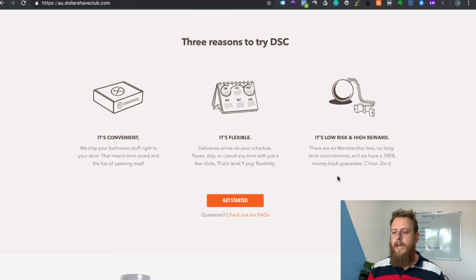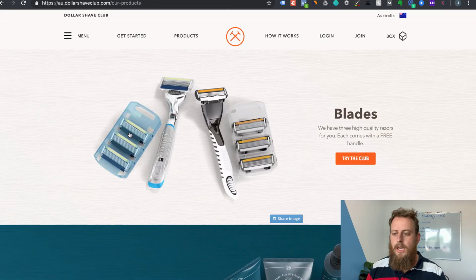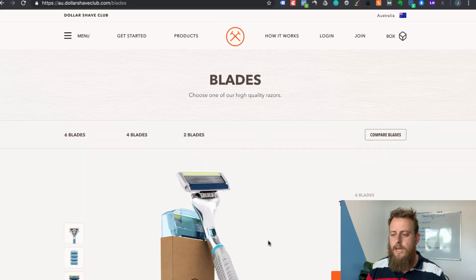Now, their product is compared to other subscription-based or personal care products, and their competitors may have things like membership fees or commitments, or a weaker money-back guarantee. So they've chosen, once again, to have a little image representation and a short explanation of what their three main USP bits are. Now, if we go into their products and just go to a product page, just for interest, let's go onto their blades.